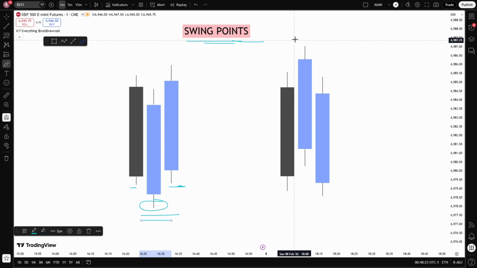Similarly, over here we have a swing high. We can identify it because there is a high, with a lower high on the left and a lower high on the right, which makes this a valid swing high.